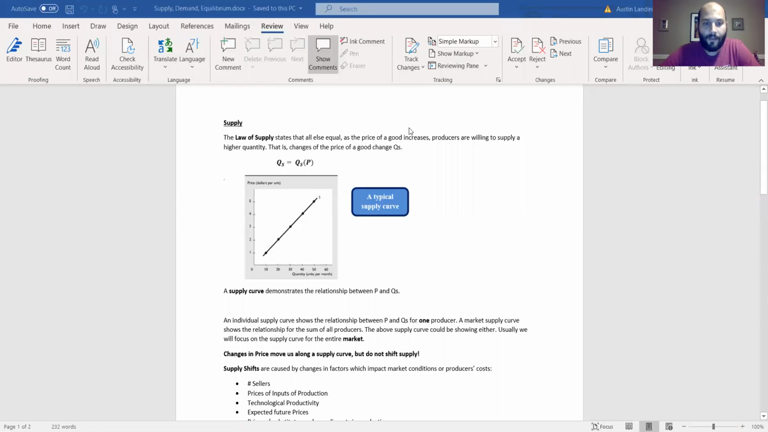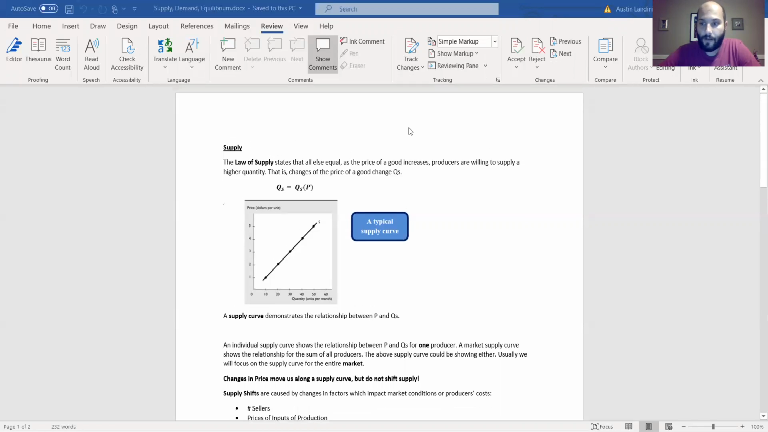Supply shows us a relationship between price and quantity that producers in a market are willing to supply. We have this idea called the law of supply that states that all else equal, as the price of a good increases, producers are willing to supply a higher quantity of the good. So what we get is this upward sloping supply curve, and it doesn't necessarily have to be linear. For the most part in this class, we'll deal with linear supply curves while also talking about what would happen if it were to be nonlinear.